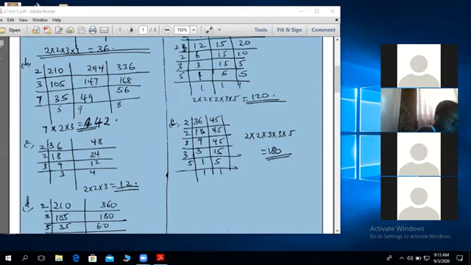Now, 2 cannot go in again for any of these numbers. That's why I got 3. By 3, I get 3 for 9, and by 3, I get 15 for 45. Now, 3 can still go in. By 3, I get 1. By 3, I get 5.